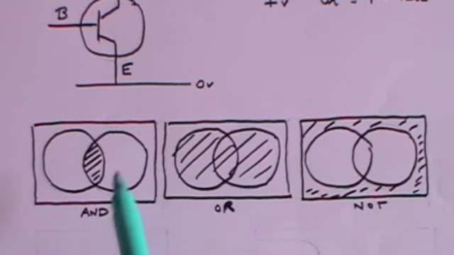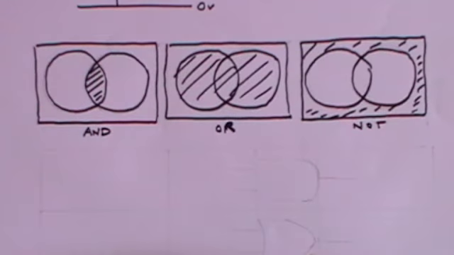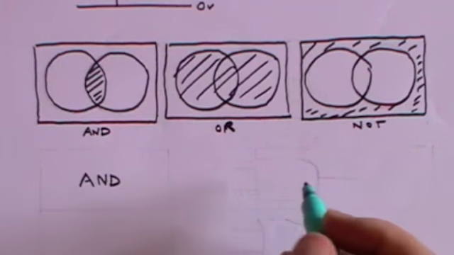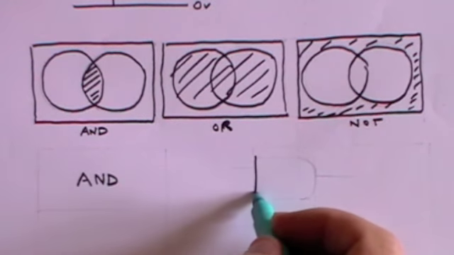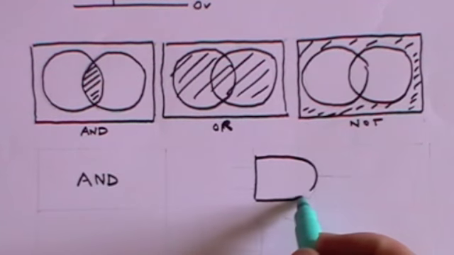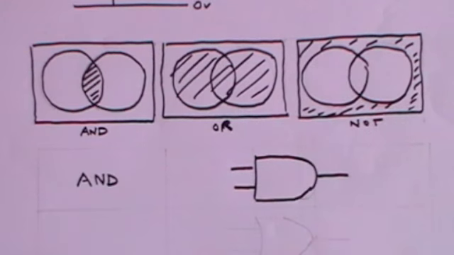The first gives effect to this logic, the AND logic. It's actually called the AND gate. Its diagrammatic form is something like this. It has 2 inputs and 1 output. And that's called the AND gate.